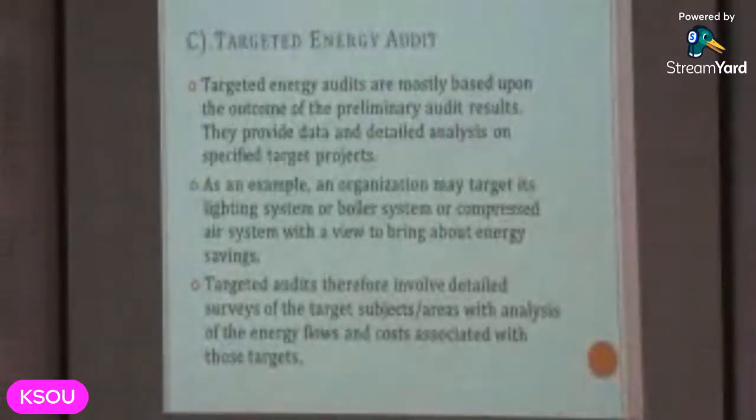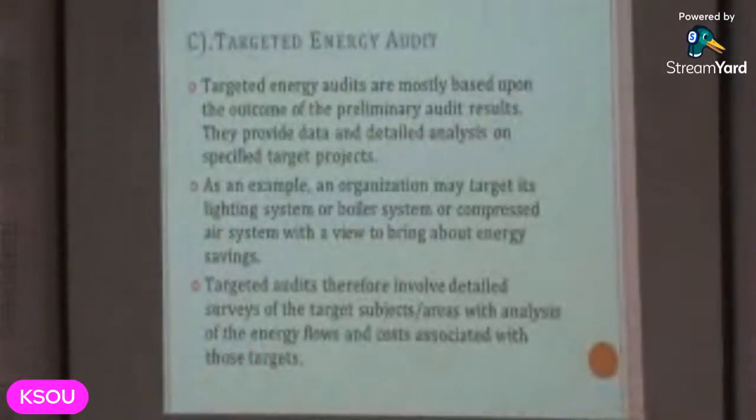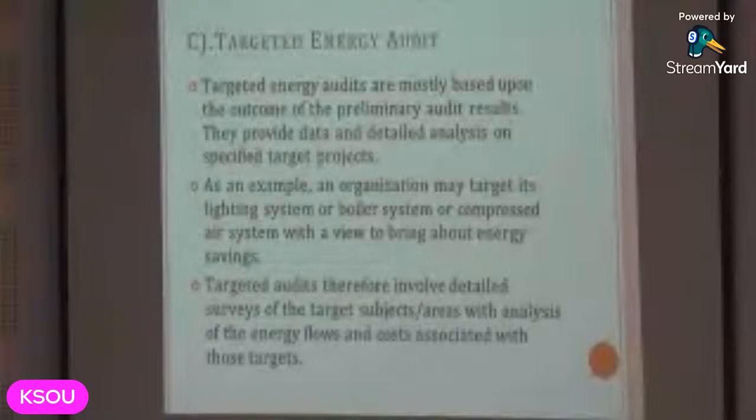Only the special focus area or equipment or instrument will be audited thoroughly, data will be collected, then the recommendations will be only for that targeted area, not for the entire area. So this is the outcome of the detailed and preliminary audit. This targeted audit comes after completing the preliminary and the detailed audit.